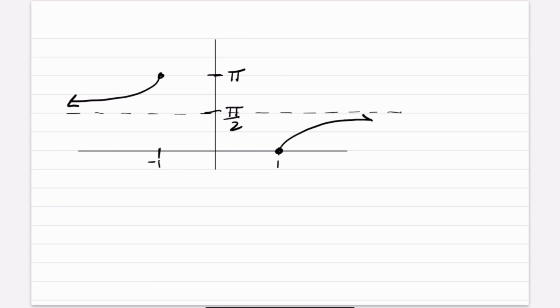We have -1 and 1, and we have pi over 2 and pi. We have a horizontal asymptote at pi over 2. We have a point at -1, pi, and the graph will swing out like this. And we also have a point at 1, 0, and the graph will swing out like this. So this is the graph of arc secant.